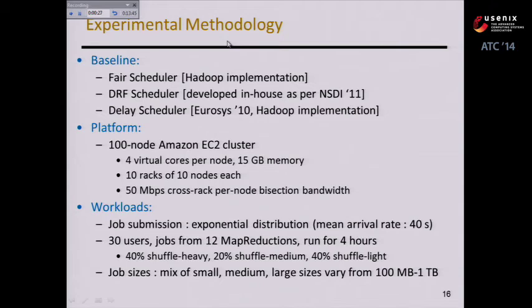In terms of workloads, our job submission follows an exponential distribution, the same as experienced in real-world workloads of Facebook and Yahoo. The mean arrival rate was set so that we achieve the highest throughput for our baselines. We picked jobs from 12 real-world MapReduce applications. They were a combination of shuffle-heavy, shuffle-medium, and shuffle-light jobs, and the job size varied between 100 MB and 1 terabyte.